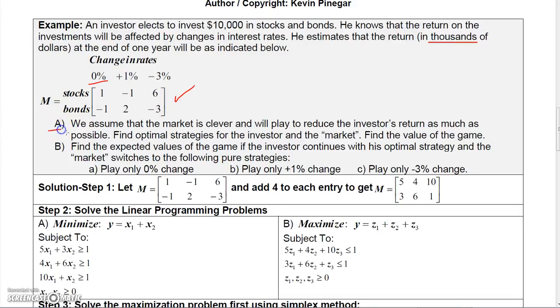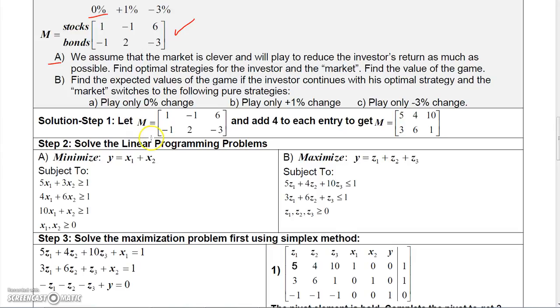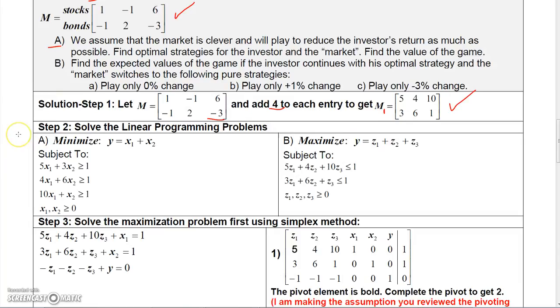So let's assume that the market is a clever player and will play to reduce our investor's return as much as possible. And let's find the optimal strategies for the investor and the market, plus we'll find the value of the game. Our first step is to take the matrix M and make sure that we add a number to it so that we'll get all positive values. Well, -3 is the most negative number, so I know if I add 4 to that, that will convert all the values to positive. And this will be M1 once I do that. So add 4 to each of these numbers, and you'll get this new matrix for M1.